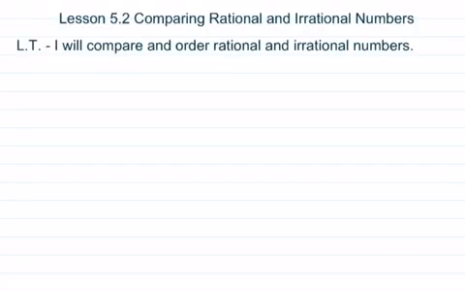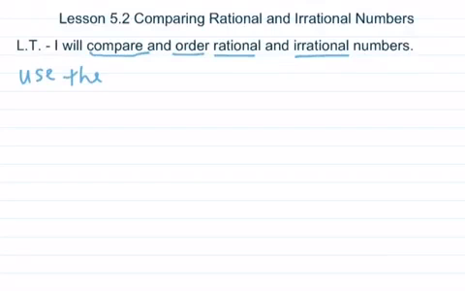Okay, this is lesson 5.2, comparing rational and irrational numbers. Our learning target: we're going to compare and order rational and irrational numbers. We have already compared and ordered rational numbers. We learned yesterday what irrational numbers are, so today we're going to compare both rational and irrational numbers.